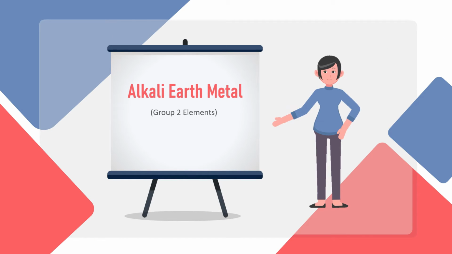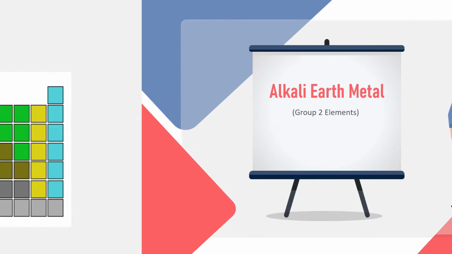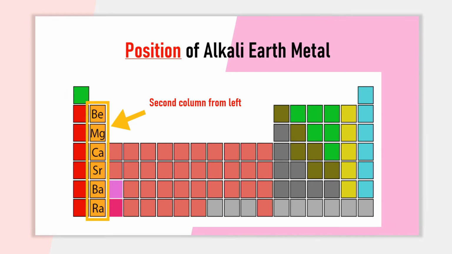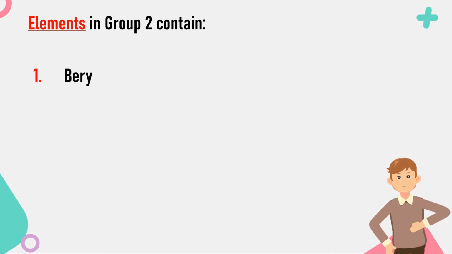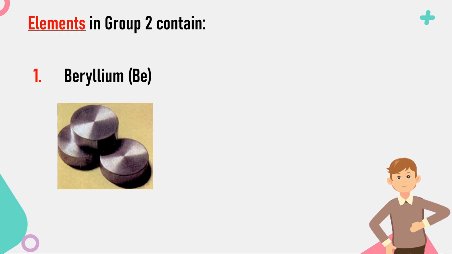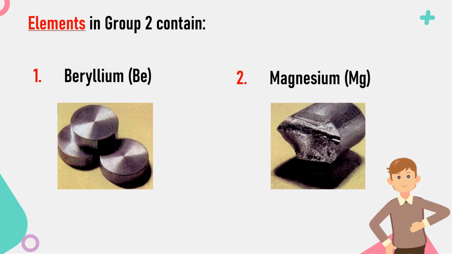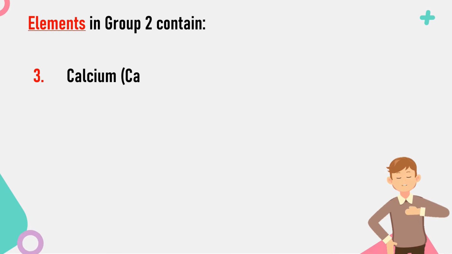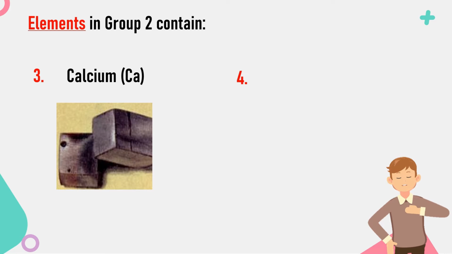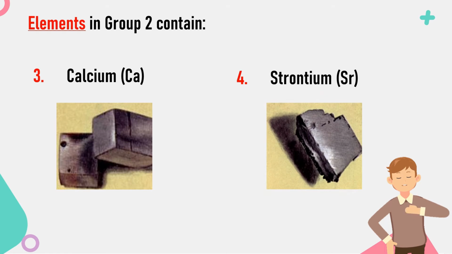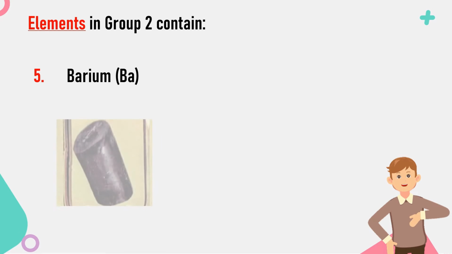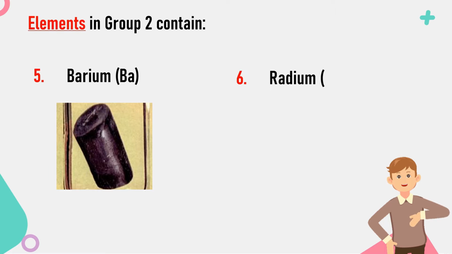Alkaline earth metals, group 2 elements. The position of the alkaline earth metals in the periodic table is the second column from the left. Elements in group 2 contain beryllium, magnesium, calcium, strontium, barium, and radium.